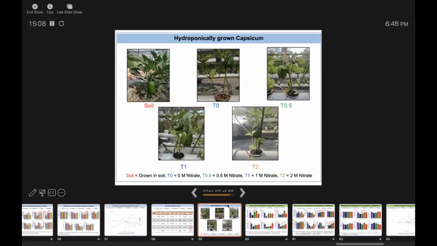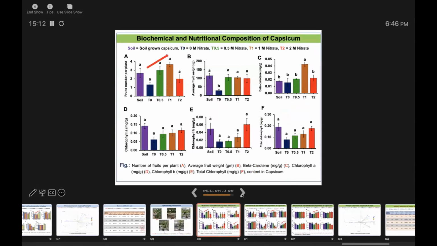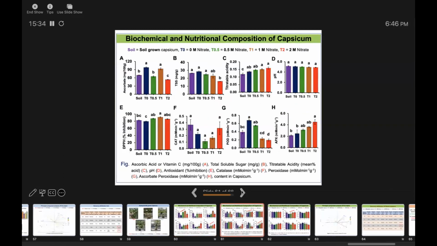So this is the capsicum. In case of capsicum, we observed that fruit number increased up to 1 molar, but high nitrate concentration decreased fruit numbers per plant. Other things were not significant, but beta carotene content was increased by the T1 treatment. And in case of total chlorophyll, there was a dose-dependent increase, though that data was not significantly different.